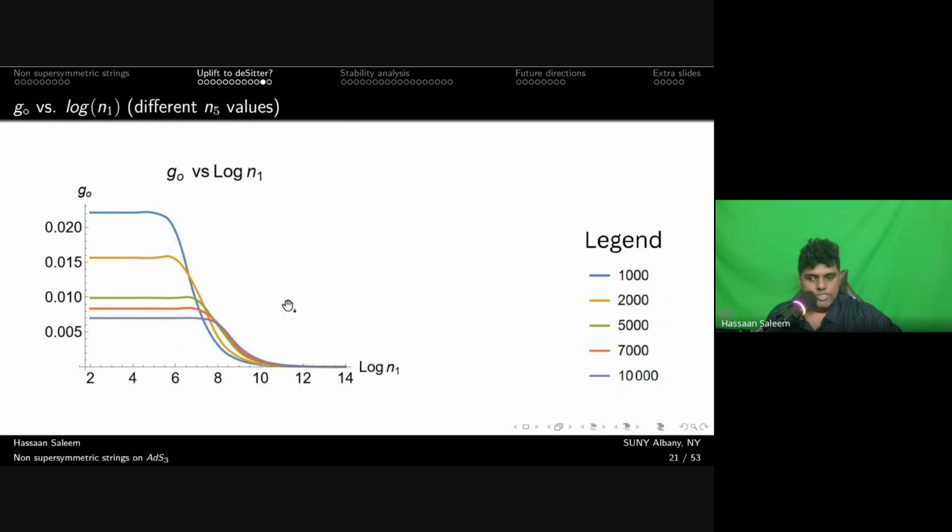The same is the case with GO. You can see that GO never diverges. Even when N1 goes to very small values, it goes to a steady value. It plateaus, it saturates. It never goes to a very big value.